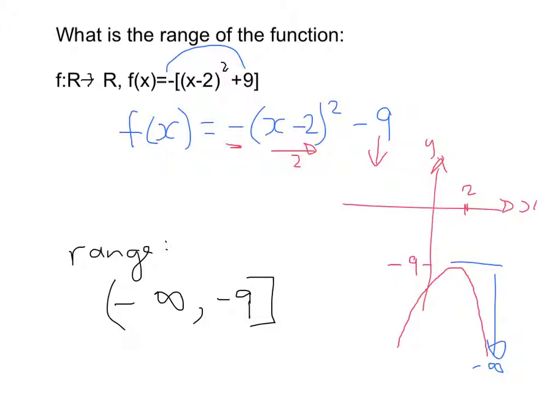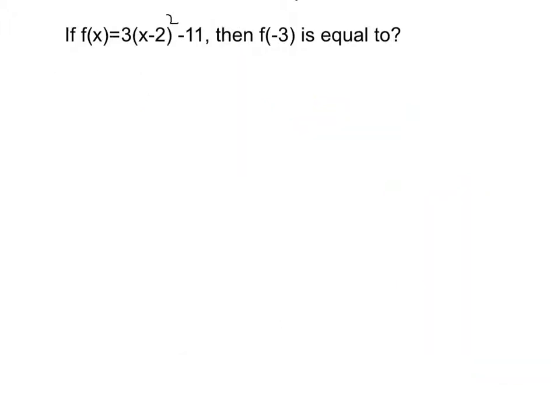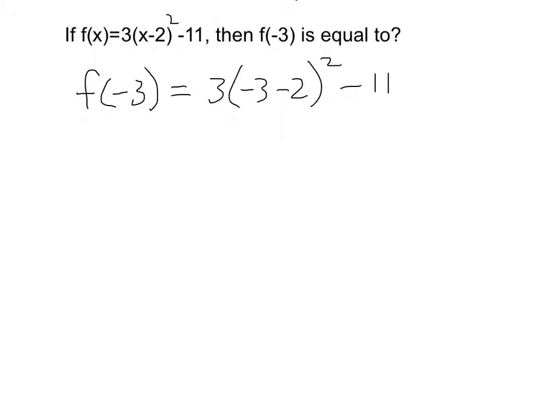Okay, let's go on to the next question. If f of x is equal to 3 by (x take 2) squared minus 11, then f of negative 3 is equal to, basically what we're doing is substituting x with negative 3. So f of negative 3 will equal 3 by (negative 3 take 2) squared minus 11, which equals 3 by (negative 3 take 2 is negative 5) squared take 11.